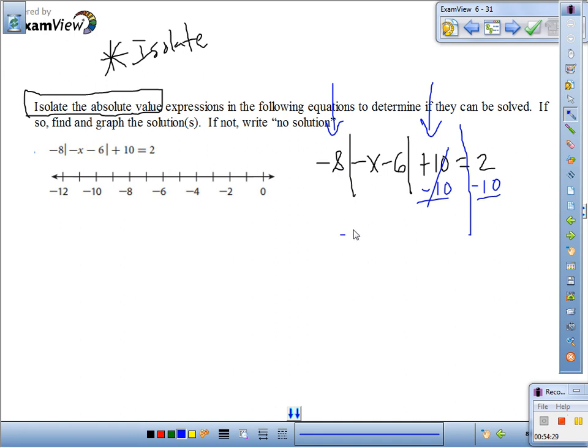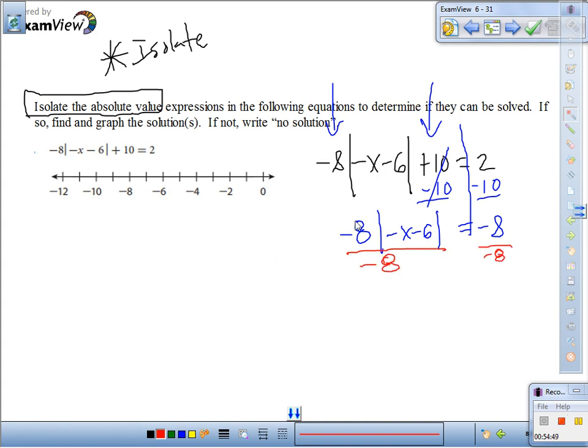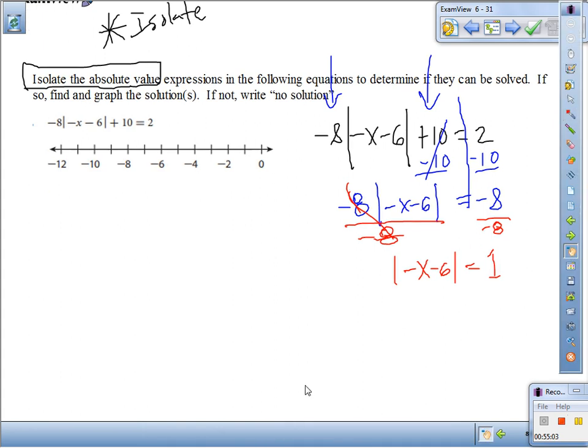We're left with -8, absolute value, -x minus 6 equals -8. Am I done leaving the absolute value by itself? No, I need to do what? Get rid of the -8 that's multiplying. So what is the inverse? Divide by -8, divide by -8. We're left with absolute value, -x minus 6 equals 1. What do we do from there? You guys remember?